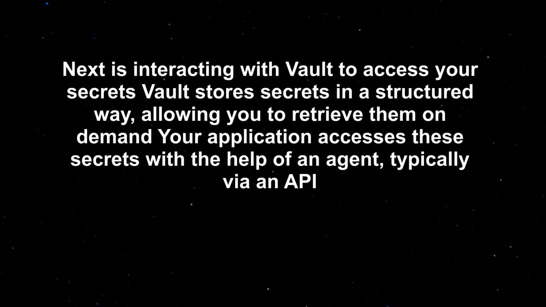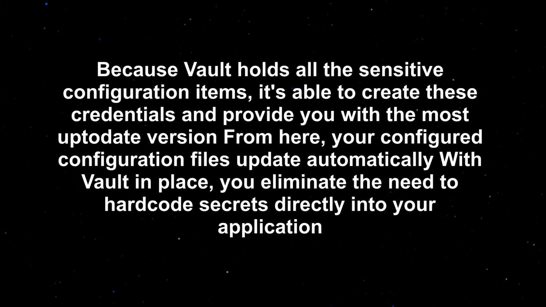Next is interacting with Vault to access your secrets. Vault stores secrets in a structured way, allowing you to retrieve them on demand. Your application accesses these secrets with the help of an agent, typically via an API. Because Vault holds all the sensitive configuration items, it's able to create these credentials and provide you with the most up-to-date version. From here, your configured configuration files update automatically with Vault in place.